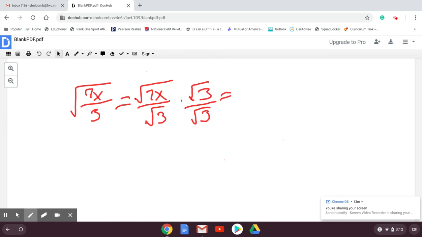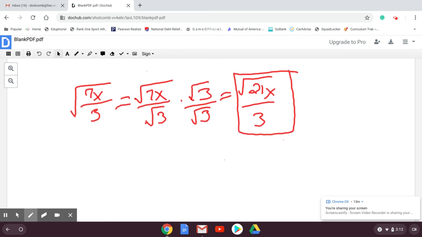And so I end up with the square root of 21x over 3. Now remember, that's a radical 21 and a regular 3. They don't have anything in common. I have to stop right there. So there's a pretty good example of the types of problems that you'll have.